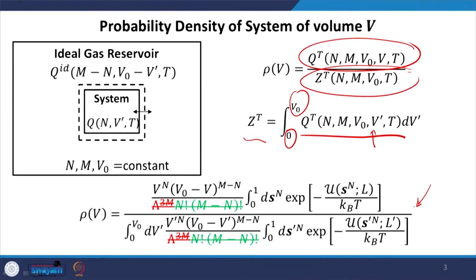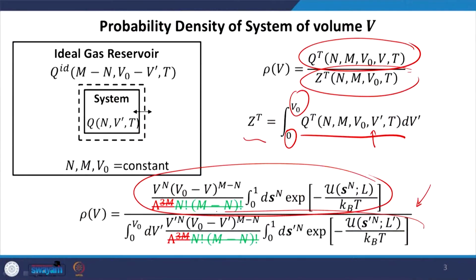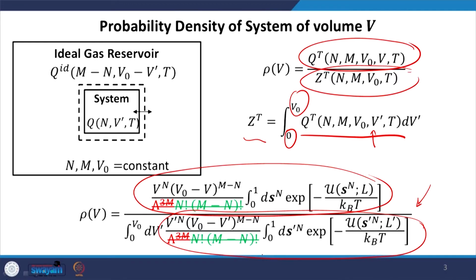So, now if I do the math, then my rho of V, that is the probability density for volume V, can be written like this. So, ZT is simply an integral of whatever Qt we have obtained earlier, the canonical partition function of the system plus reservoir, but for V replaced with V prime, and now we are integrating over all the possible value of volume, right. So, there are some cancellations here. The lambda 3m, n factorial, m minus 1 factorial, all of these cancel out, because the number of molecules is constant for the system and the reservoir, and lambda is anyway a constant.